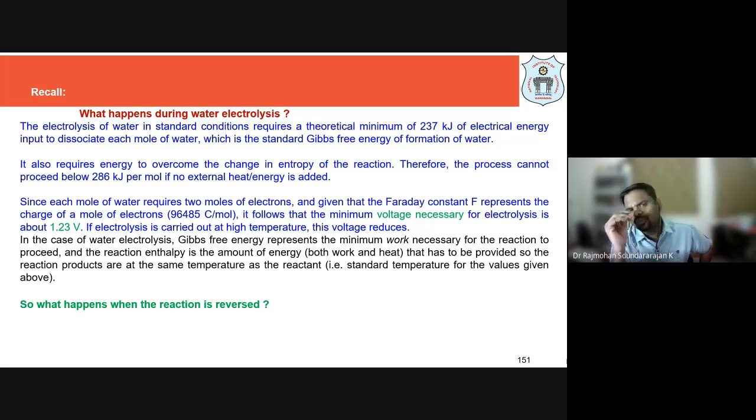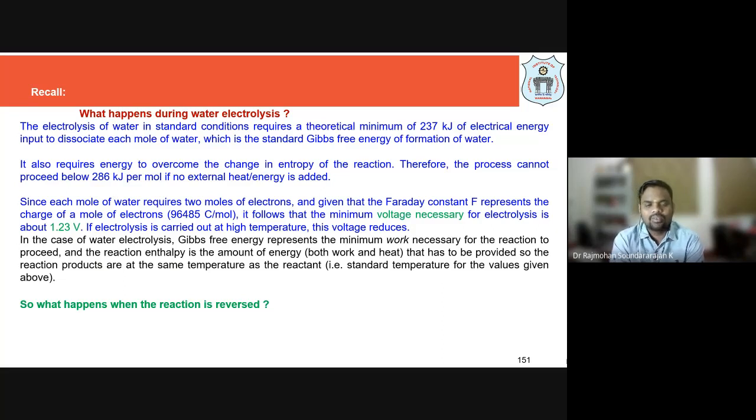Okay. And now you think about fuel cell. It's the reverse of the water electrolysis. Can you now explain what is happening in case of fuel cell? So what is the chemistry behind this fuel cell thing, and what is the thermodynamics behind it? Okay, so that we will discuss in detail also.